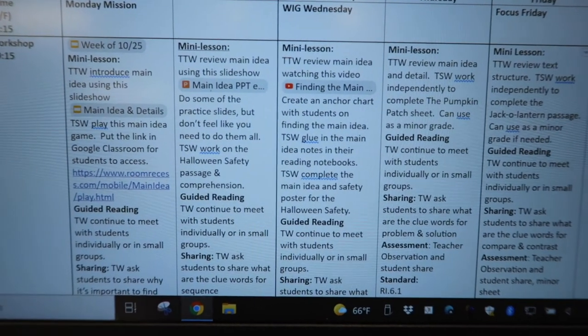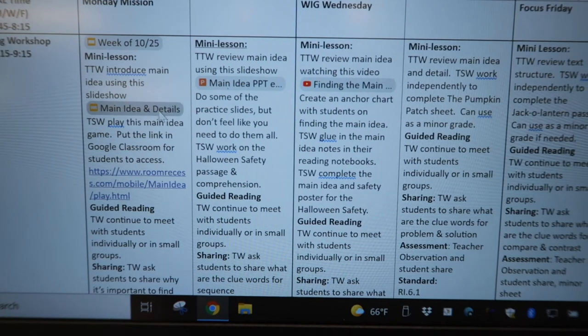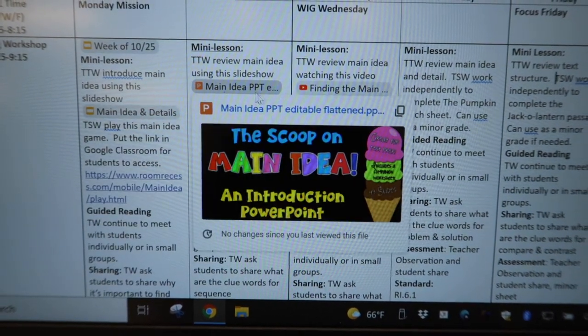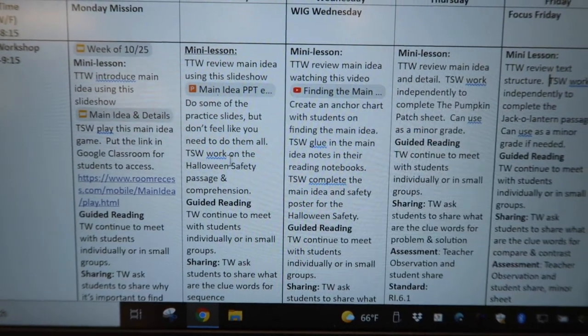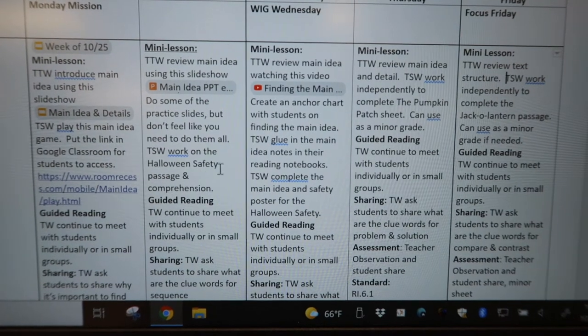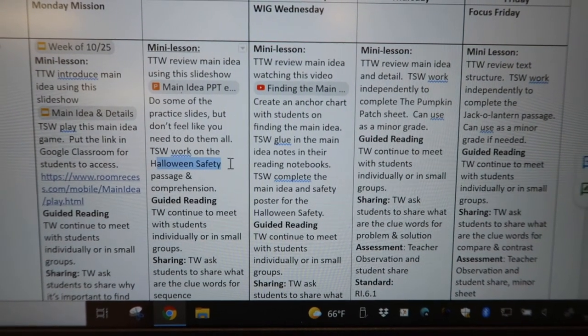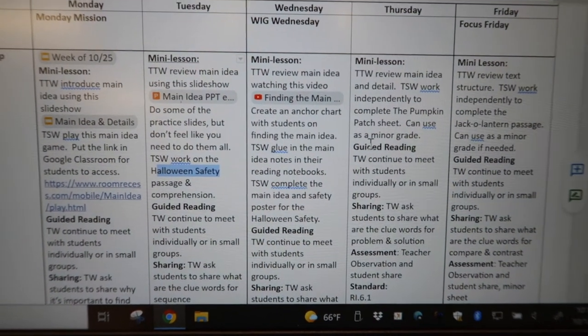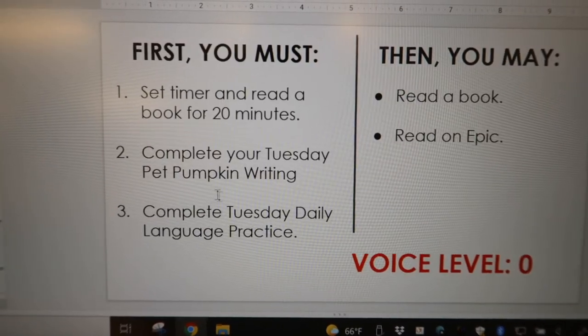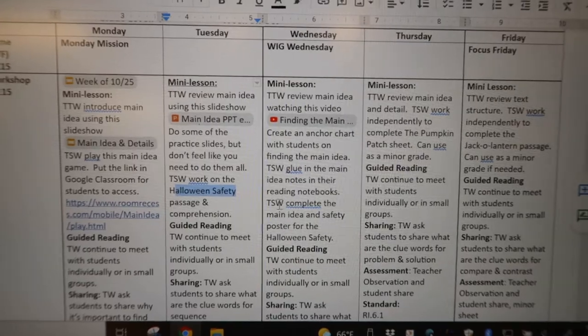Okay, so these are our reading plans, and then I just have linked the different PowerPoints that we use to teach it, a video, and then links, like this is a game they can play. And then I just have different passages that I will print out and have copied for our grade level. And then we have a must do, may do. That's actually what I'm working on right now. I'll talk through that in just a minute.